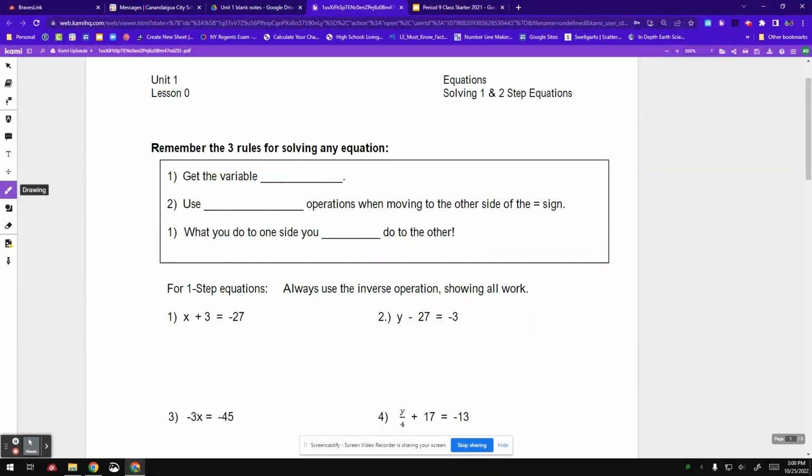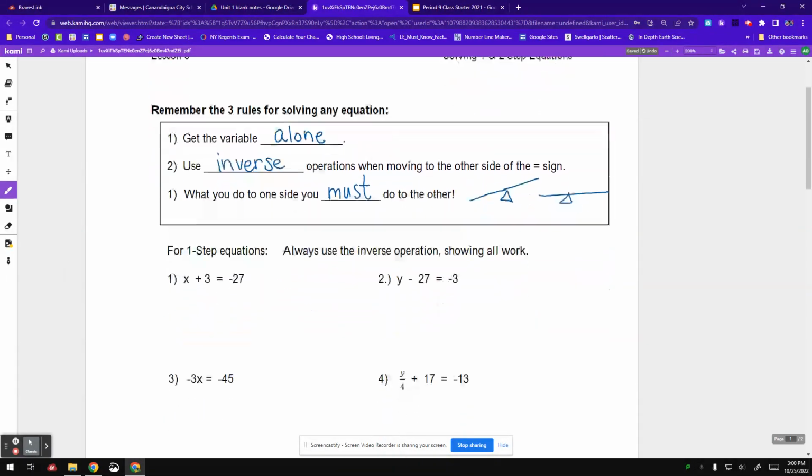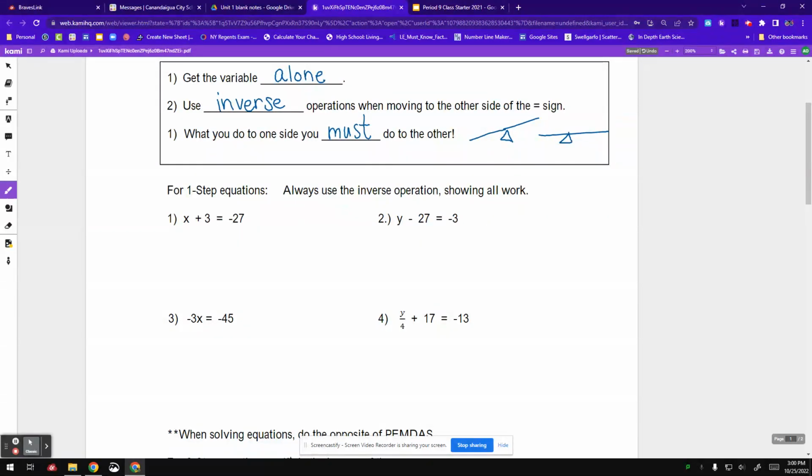So the basic rules are to get the variable alone. That means on one side of the equal sign. Use inverse operations when moving a variable to the other side of the equal sign. And remembering that what you do to one side, you must do to the other. It's kind of like a teeter-totter. Whatever you do to one side of the equation, you have to do to the other so that everything remains in balance. So these are one-step equations. This is something that you should have seen before. But what I really want to focus on is the form.